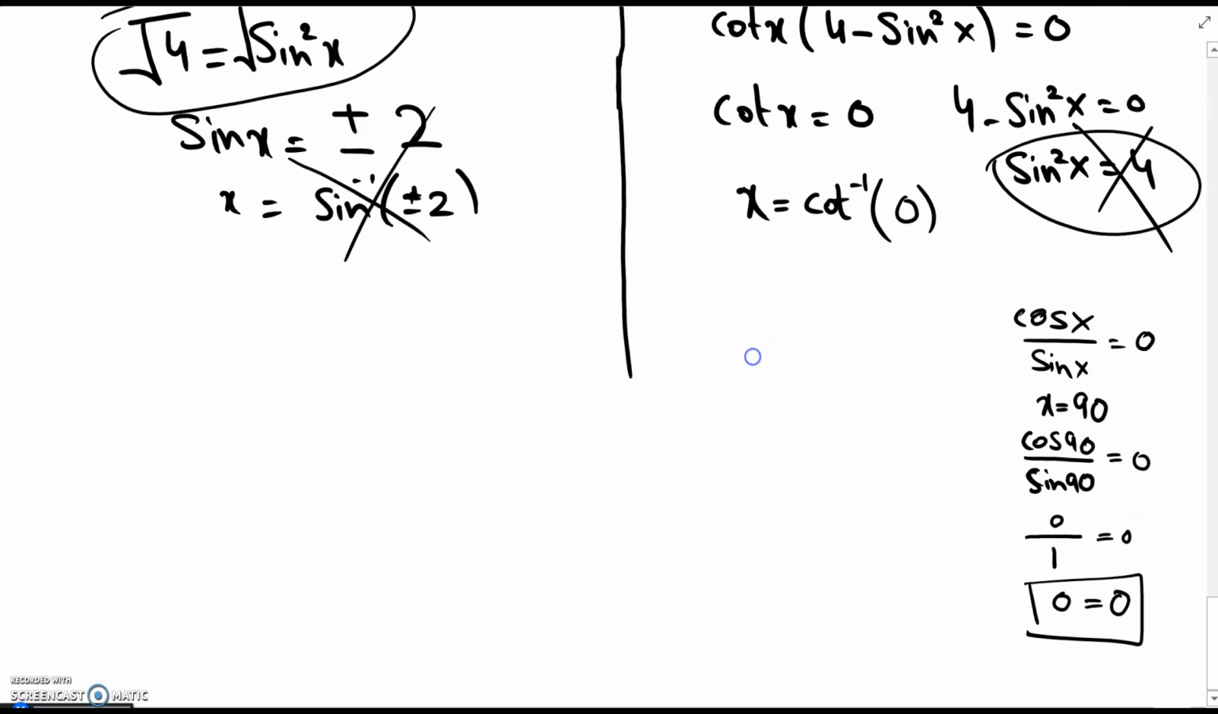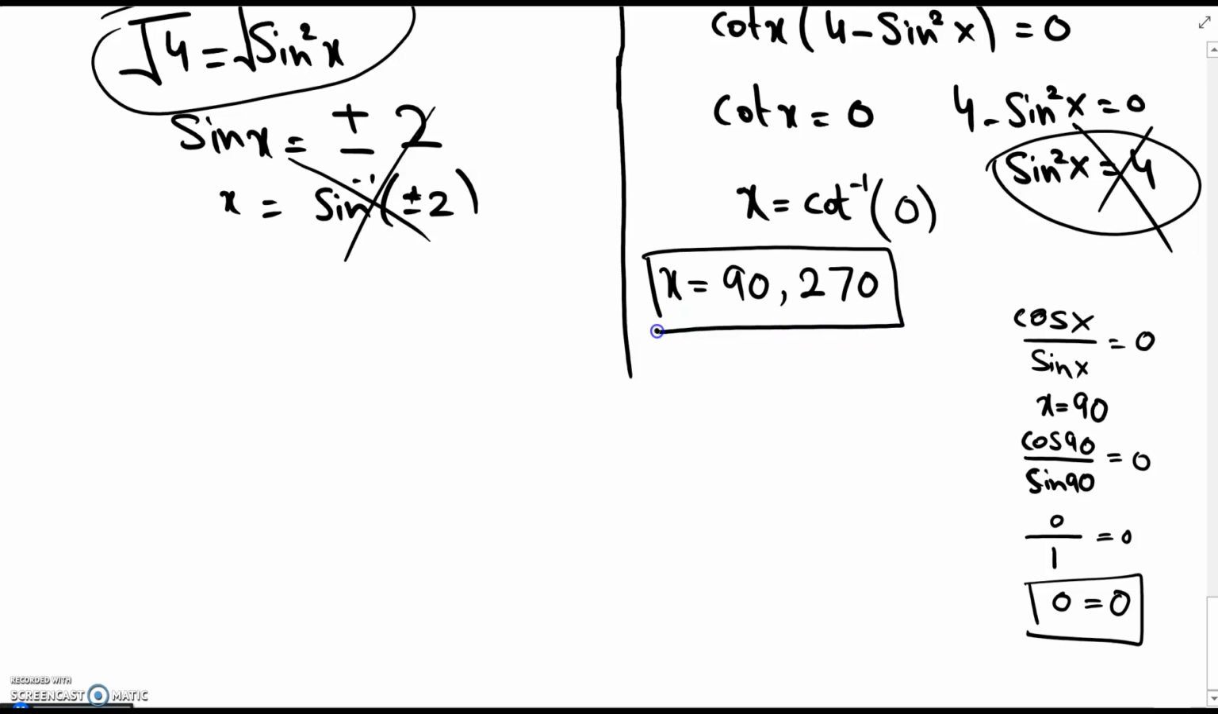Okay, so cot x is 0 when x equals 90, and what is the other value of x where cos x is 0 and sine x is 1 or minus 1? The other value of x is 270. So these are the two x values when cot x equals 0.